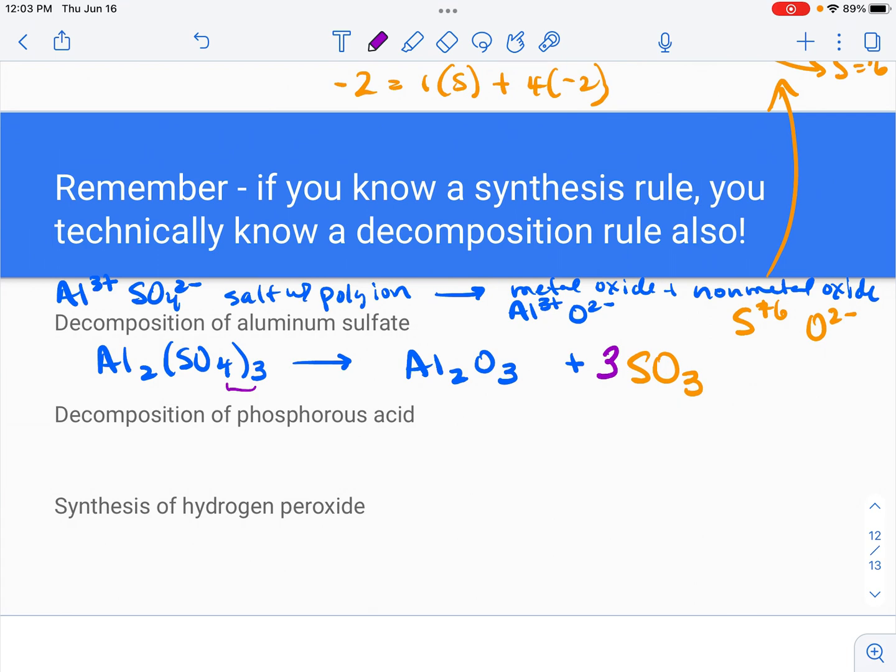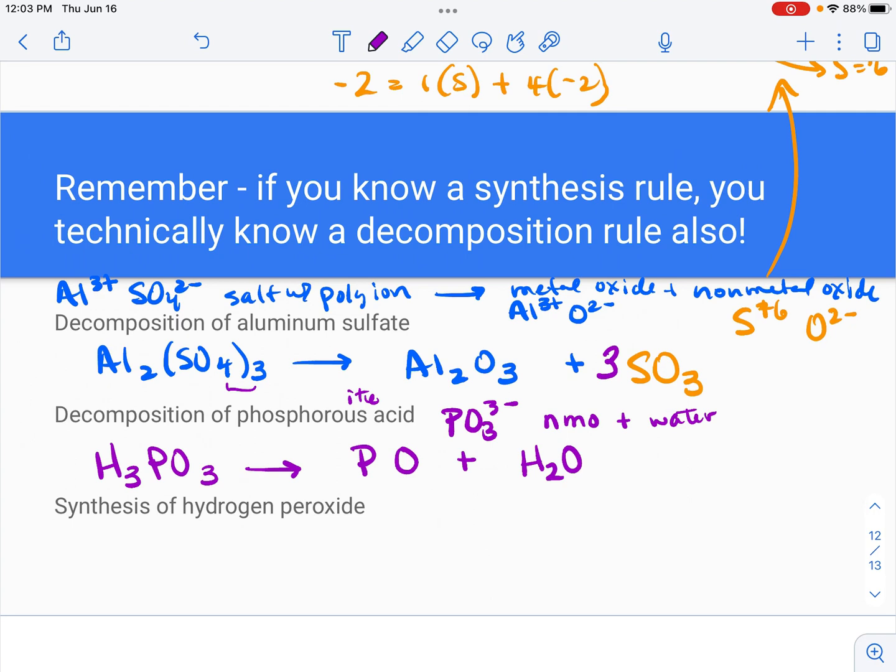Decomposition of phosphorous acid. So this came from phosphite. So this would be H3PO3 because, oops, hang on. Let's talk about why. Phosphite is PO3 3 minus. So this is going to be H3PO3. Remember that to form an acid, this was a non-metal oxide plus water. So I'm going to get a non-metal oxide plus water. My non-metal oxide is going to have to be some phosphorus oxygen compound, and I have water.